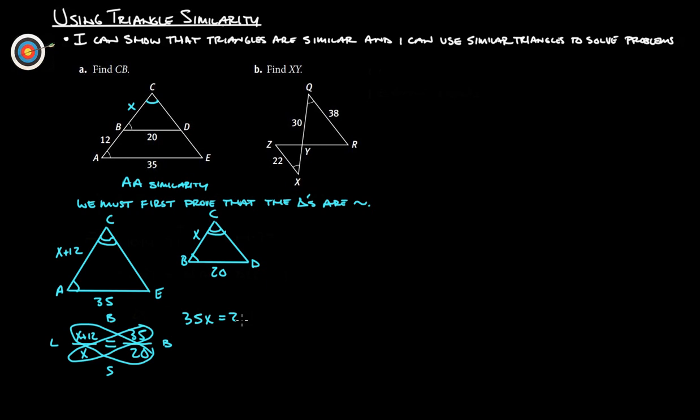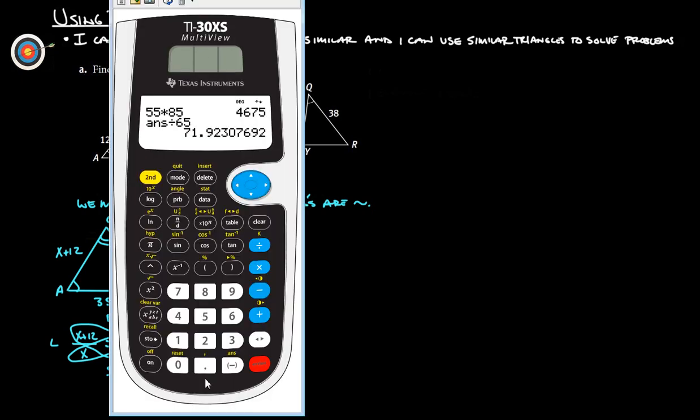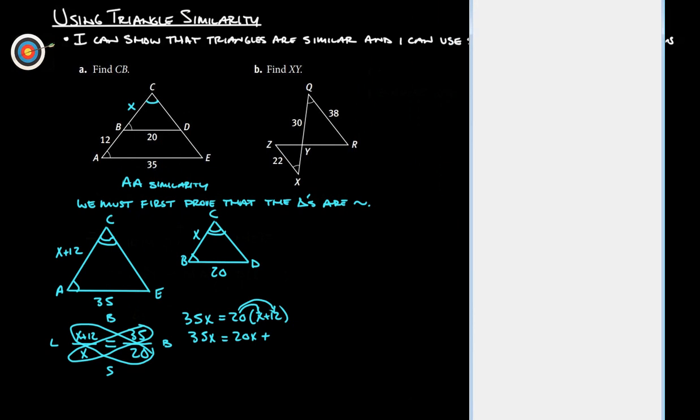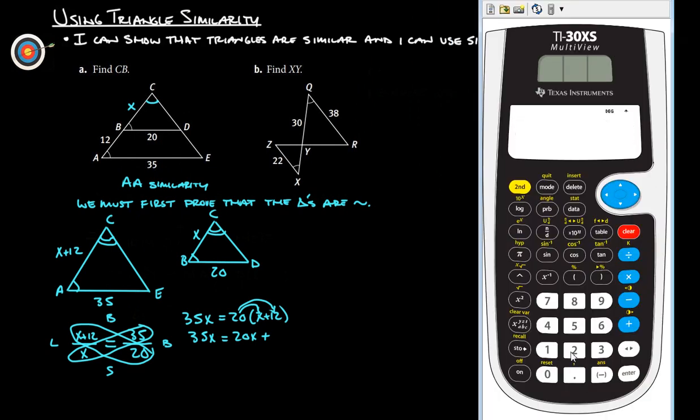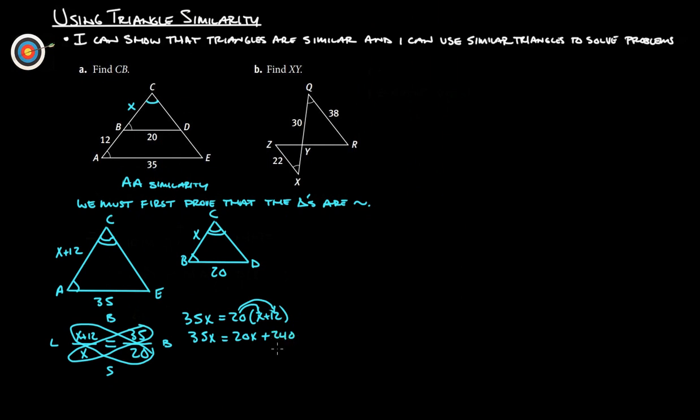So 35x is going to equal 20 times x plus 12. Super important to remember that you got to distribute this 20 to both of these terms over here. 35x equals 20x plus 20 times 12. I guess I could have just done 2 times 12. Yeah, 240.